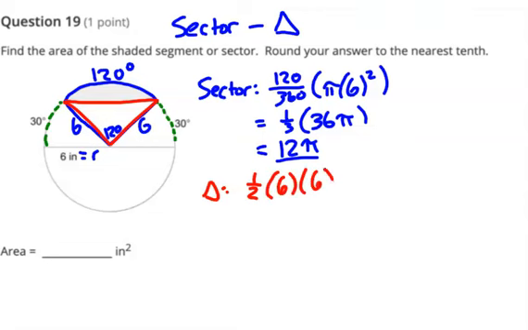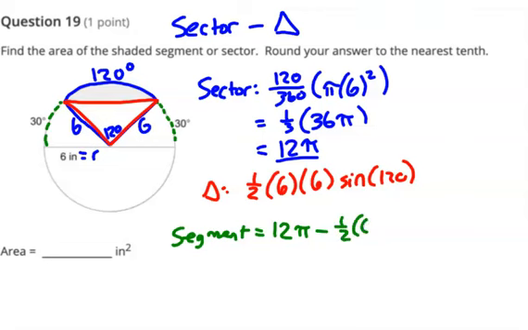B and C are both 6. So we're doing 1/2 times 6 times 6 times sine of 120. I'm going to leave that exact right now, and then I'm going to subtract them at the end, to show you the right way to round this. The segment is just subtracting those two. So to keep it exact, we would want to just do it all at once. 12 pi minus 1/2 times 6 times 6 times sine of 120.